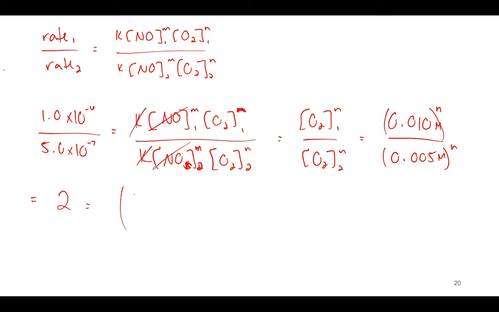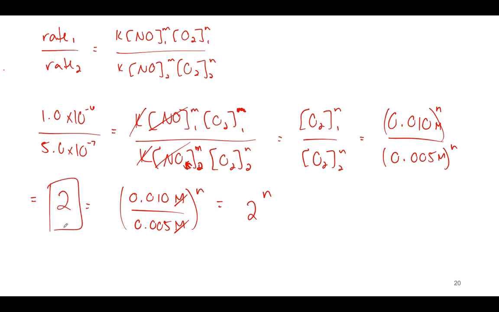In other words, 0.01 raised to the n divided by 0.005 raised to the n is the same thing as 0.010 molar divided by 0.005 molar raised to the n. The molars here cancel out. And what we are left with is 2 to the n. Since 0.010 divided by 0.005 is just 2, it looks like the ratio of our rates is 2, and the ratio of our concentrations for oxygen between trials 1 and 2 was also 2.